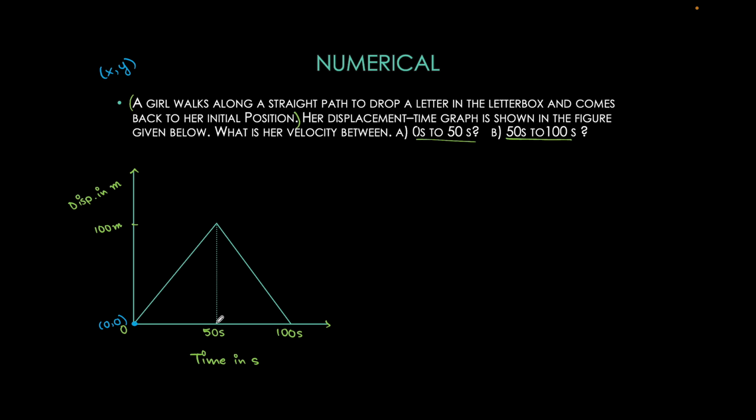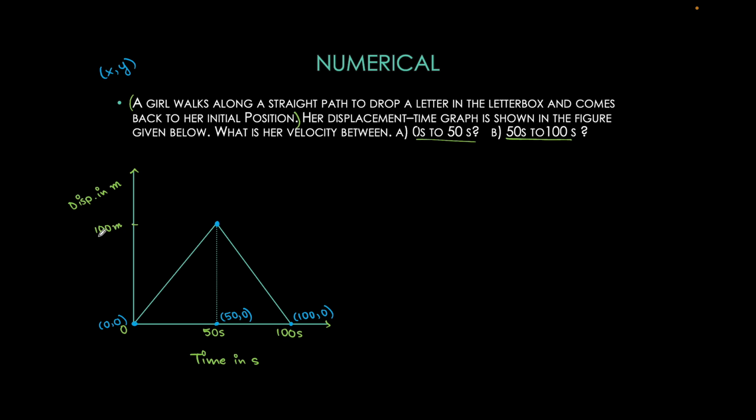Now at this particular point, since it lies on the time axis, or you can say the x axis, we'll have only the x value and the y value will be 0. In this point, we'll have 100, 0 because it is the same case as this 50 seconds. It lies on the x axis, so it will have only the x component and the y component will be 0.